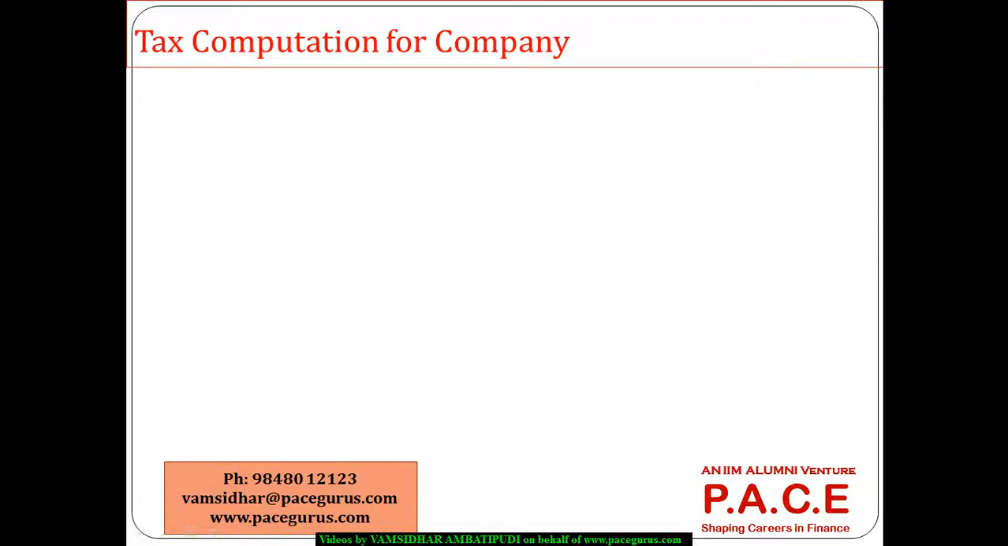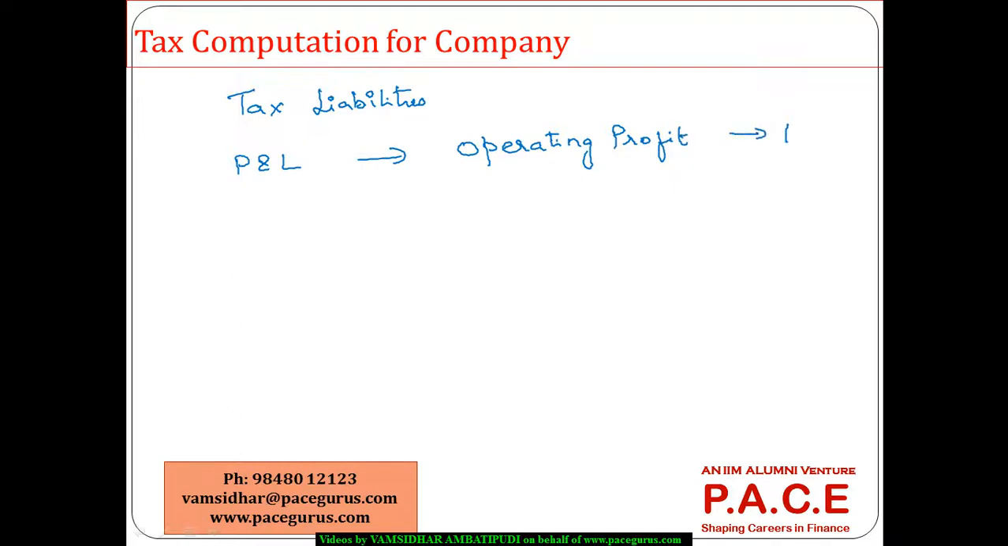What is the quick way to compute the tax liability for a company? Generally we see the P&L statement or the income statement, where we start off with the operating profit, or in some way you can look at it as PBIT or EBIT, earnings before interest and tax.